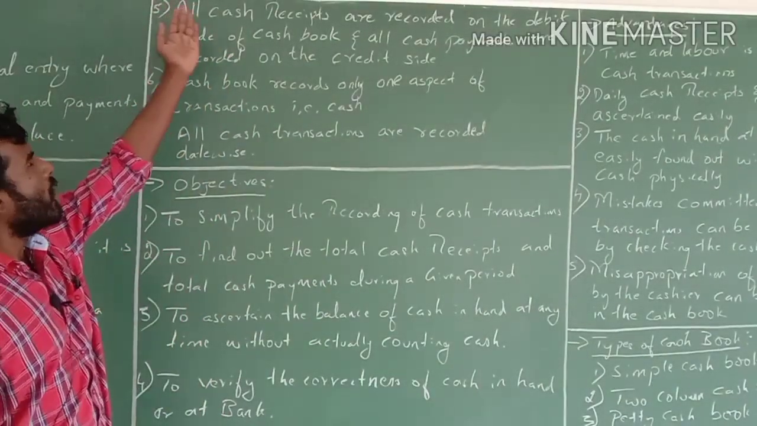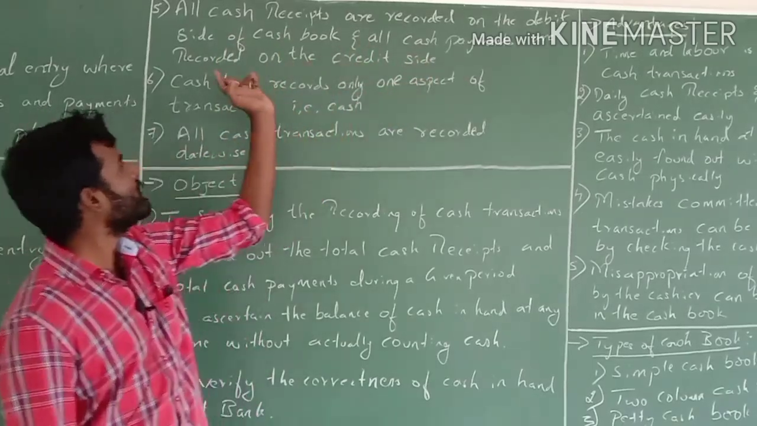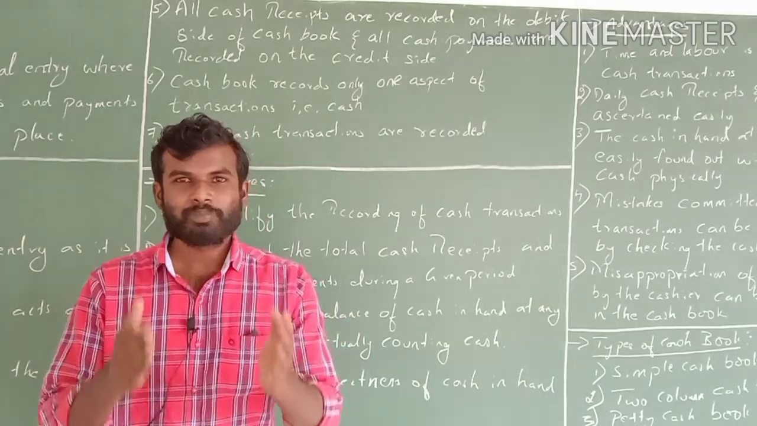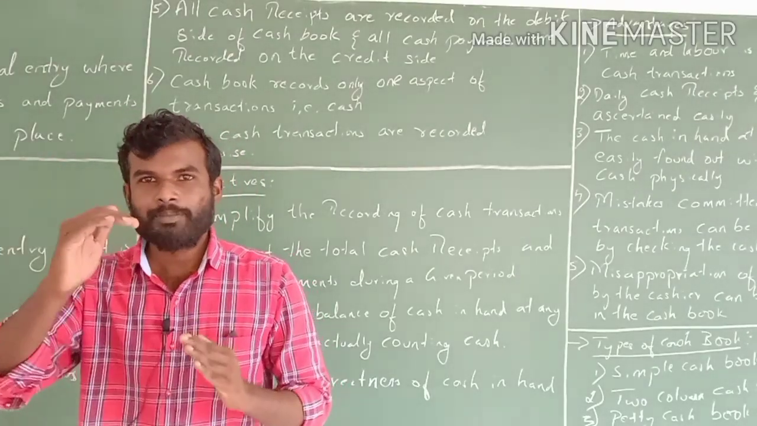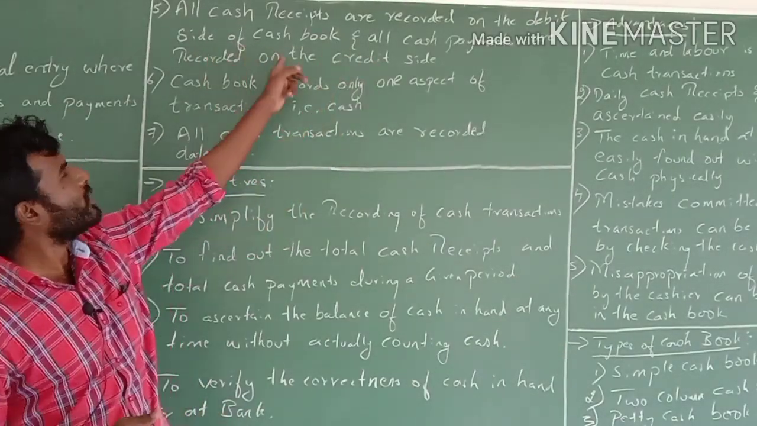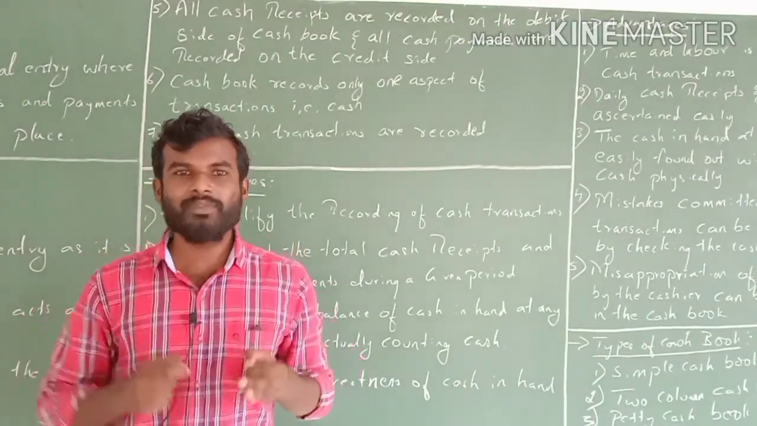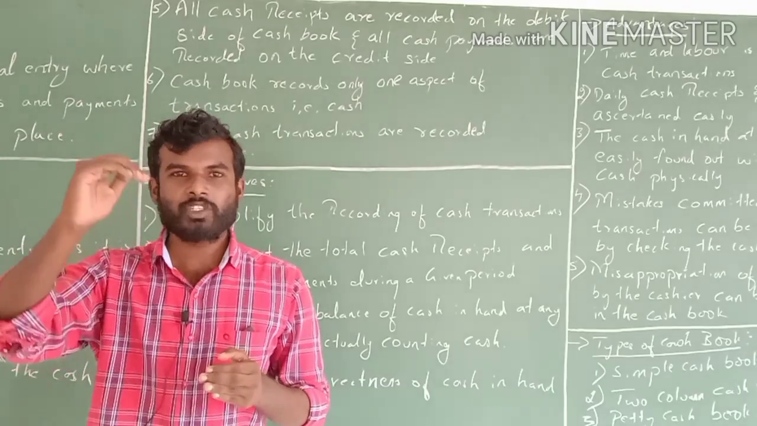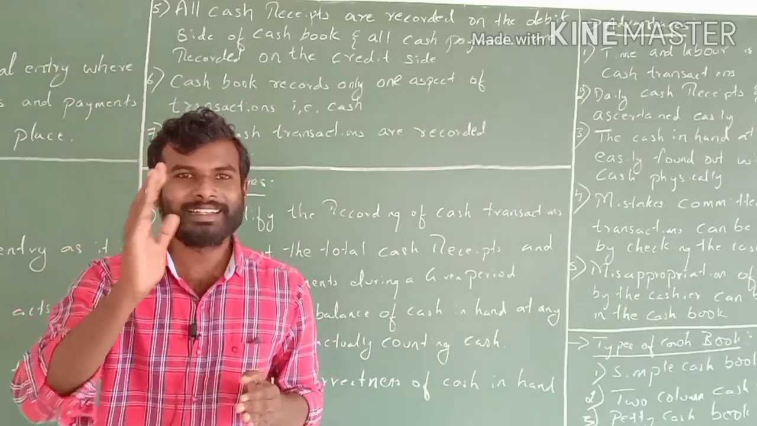The next point is that all cash receipts are recorded on the debit side of the cash book and all cash payments are recorded on the credit side. That means cash belongs to which group? We can say it is an asset. What is the rule of an asset? Debit increases, credit decreases. So what are we recording on the debit side of the cash book? Cash receipts. Cash receipts means we are receiving cash, so automatically the cash balance increases. Whenever the cash balance increases, since cash is an asset, debit increases, so we are recording it under the debit side.